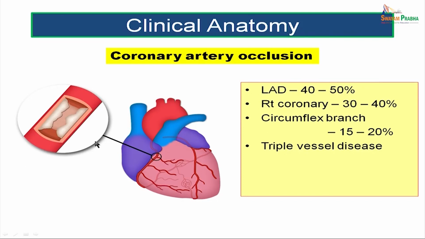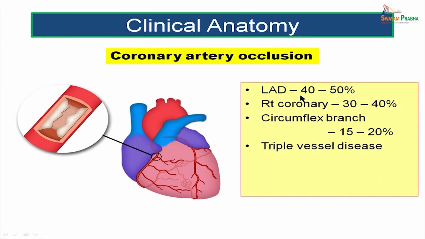Which are the arteries which are commonly getting blocked? You find the left anterior descending artery, which is also called the anterior interventricular branch. This is seen in 40 to 50% of the blocks. The right coronary, the next common one, is seen in 30 to 40% of the population with a block. And lastly, in 15 to 20% of the population, the circumflex branch will be blocked.